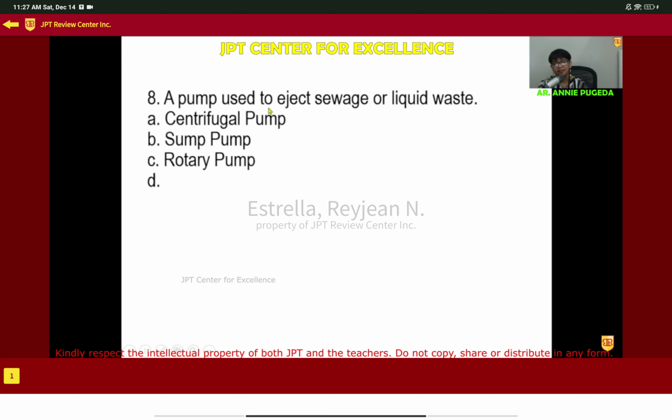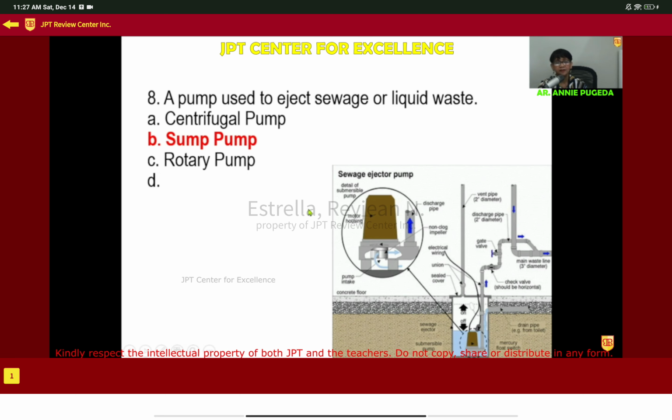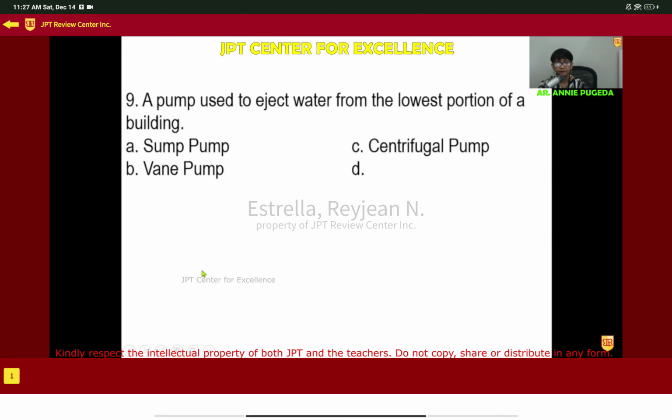Then, yan na. Series ng mga pumps to eject liquid or sewage. So, alam na natin, liquid waste sewage is that of a sump pump. Okay? Ang lalaganan po, sump pit. Sump pump and sump pit. Okay? So, ito yung sump pit. Tapos ito yung pump. So, paulit-ulit lang. To eject water from the lowest portion of a building, still, sump pump.